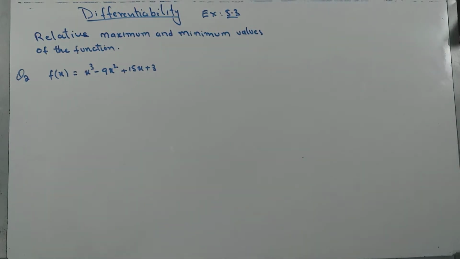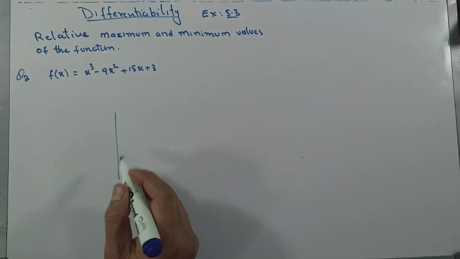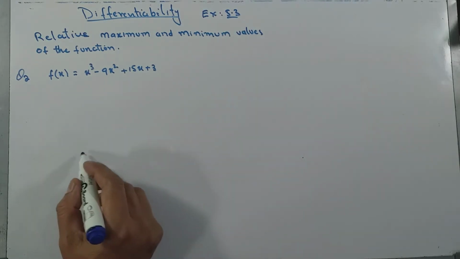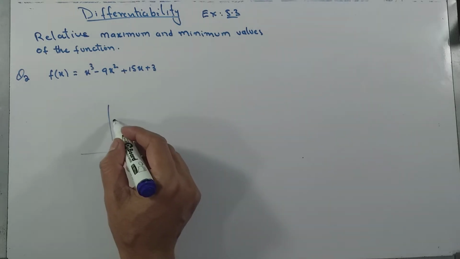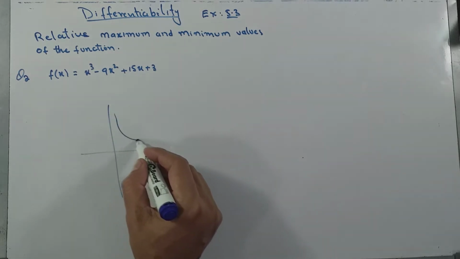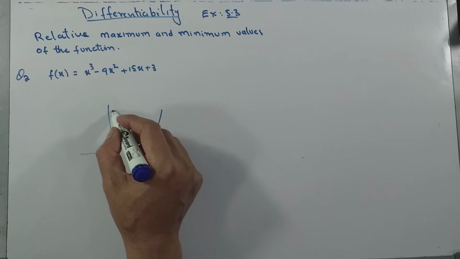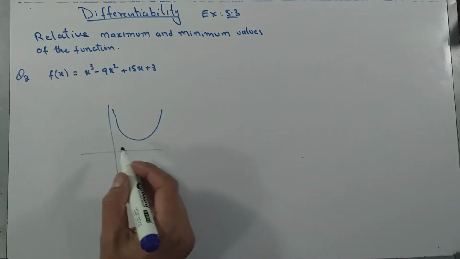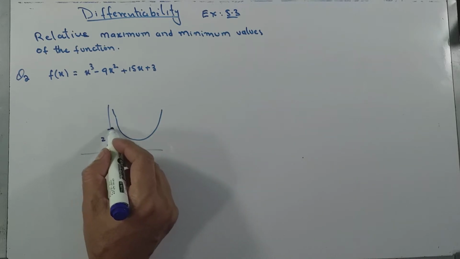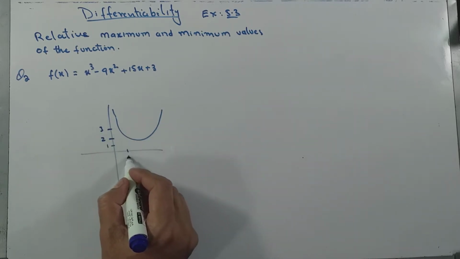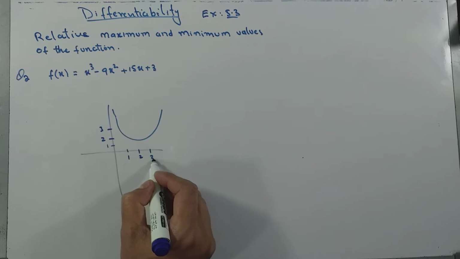First of all, what are maximum and minimum values? What is a maximum point? What is a minimum point? For example, we have this curve. Let's say we draw a graph for this curve. Let's say this is a curve with us, and here is 1, 2 and 3. Similarly, 1, 2 and 3.